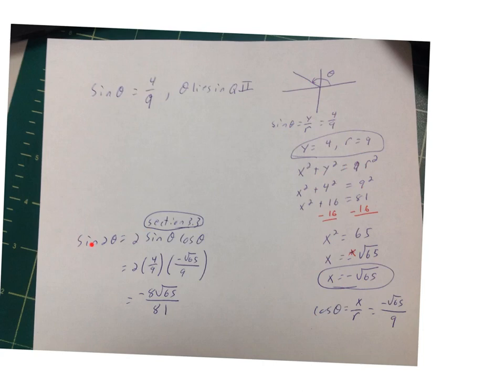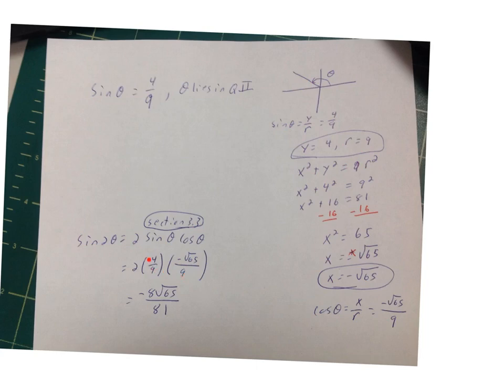So, we want to find the sine of 2 theta. Well, if you go to section 3.3, that's the double angle identity for sine. That equals 2 sine of theta cosine of theta, if you look in this section. We were given sine of theta is 4/9, and what we were working on over here was finding cosine of theta, which is negative square root of 65 over 9.